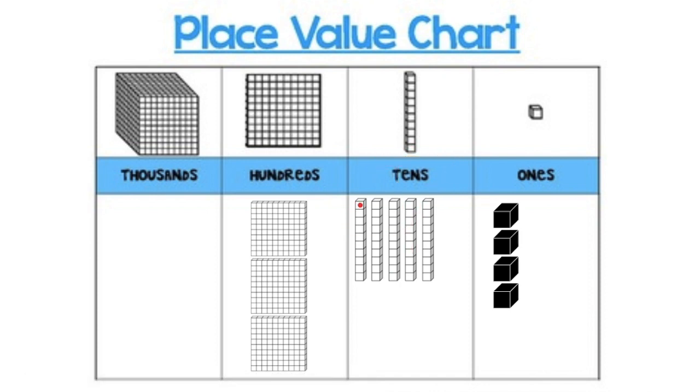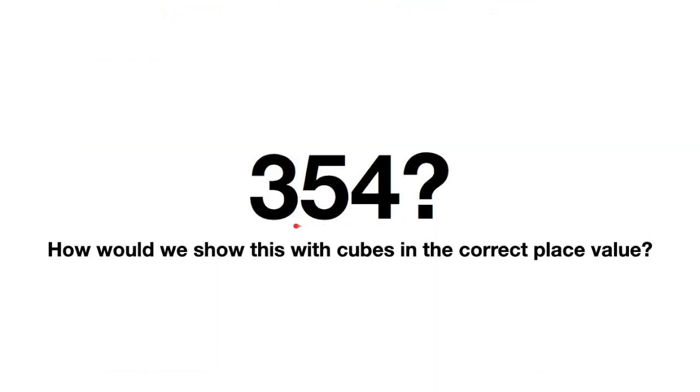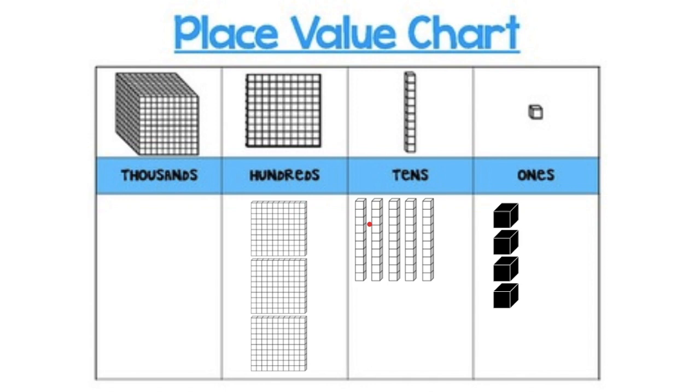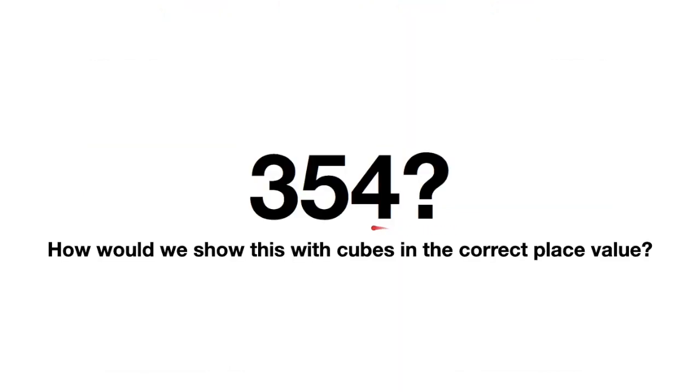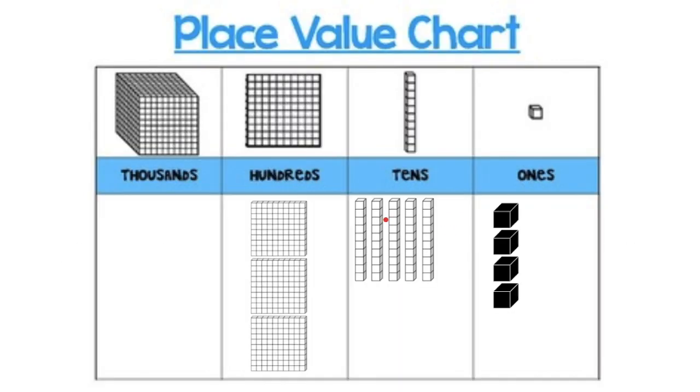Okay, 3 hundreds. Next, we have our tens place value. So that would be 1, 2, 3, 4, 5. Remember, our number was 354. But right now we're on tens. So we have 1, 2, 3, 4, 5 tens to represent 50. And next we have our ones place value. This is where we're going to show our 4. So we have 1, 2, 3, and 4.